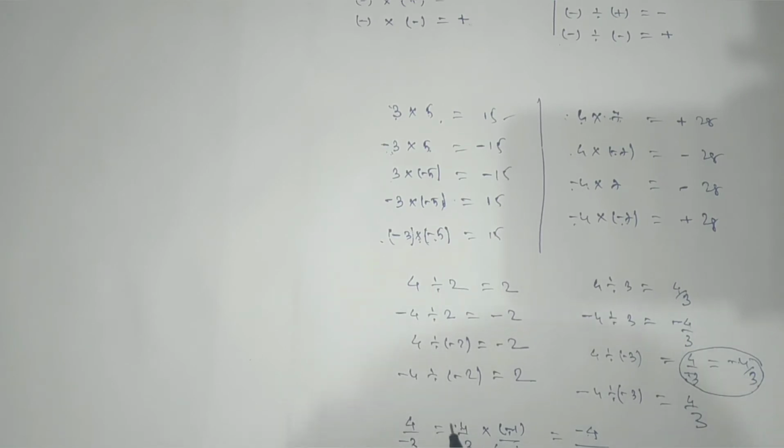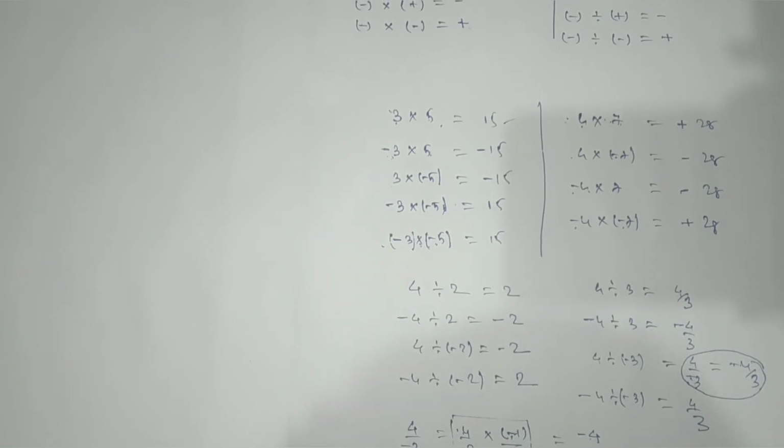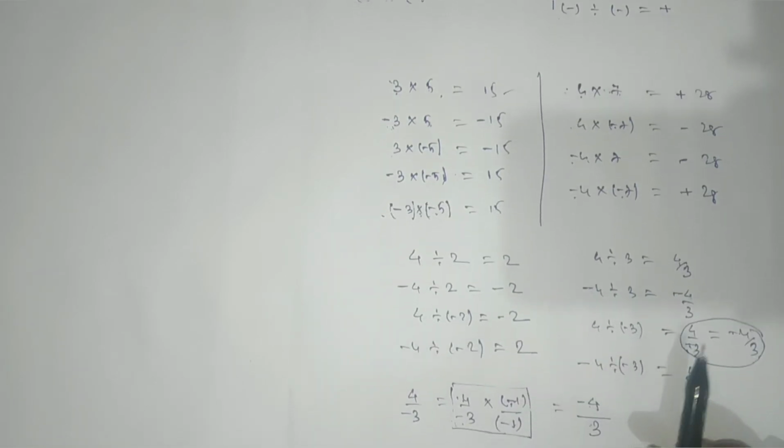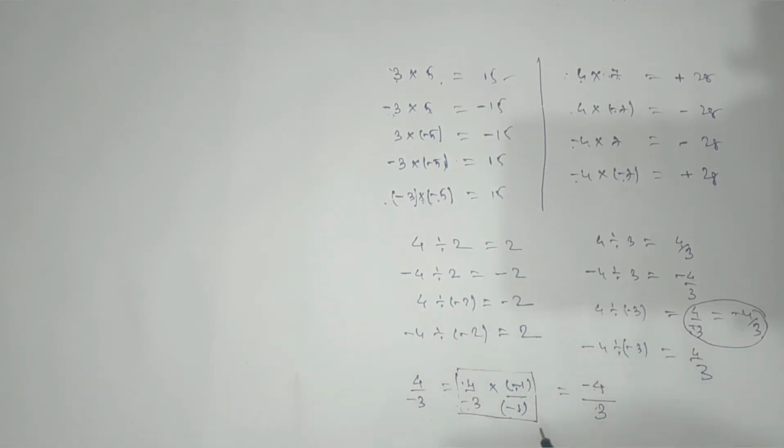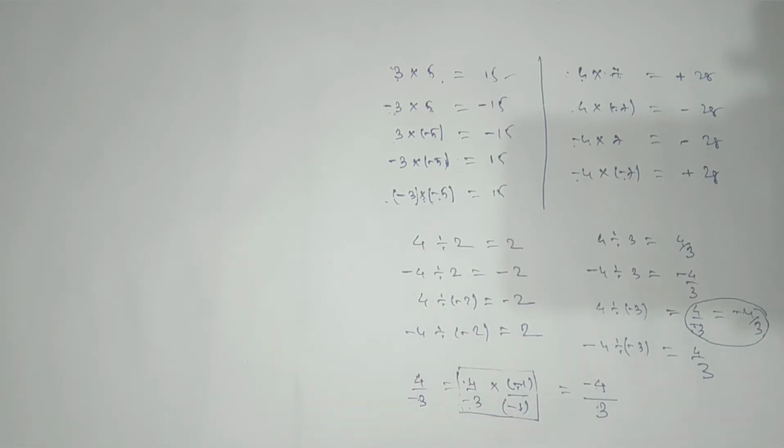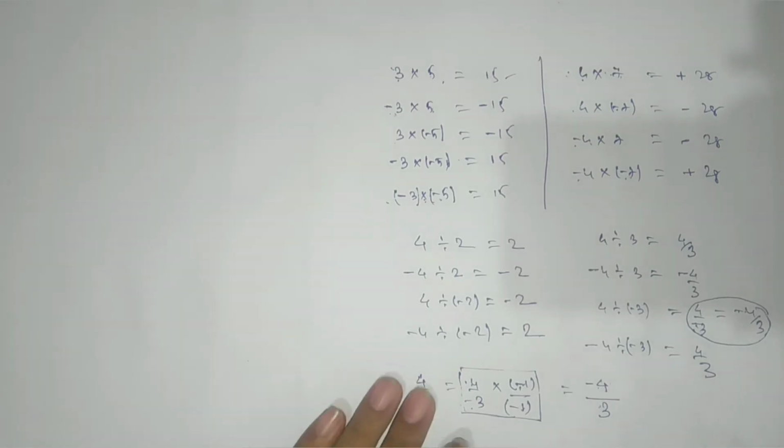So this intermediate step, sometimes we don't have to show, but sometimes we need to show. But right now you are in class 6, you need to show this step. But for higher class you don't have to show. Directly you can write here 4 by minus 3 equals to minus 4 by 3. This you can write. Okay, now we're going to see a general rule.